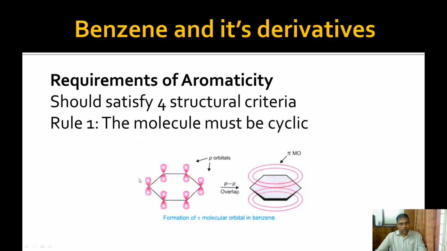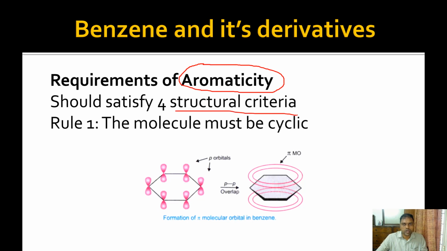Then there are requirements for aromatic compounds. For aromaticity there are four rules, or four structural criteria, that need to be fulfilled to be aromatic. The first rule is the molecule must be cyclic. We know benzene is cyclic in nature, right? The molecule must be cyclic.